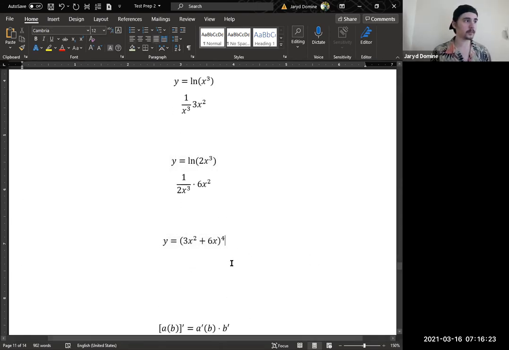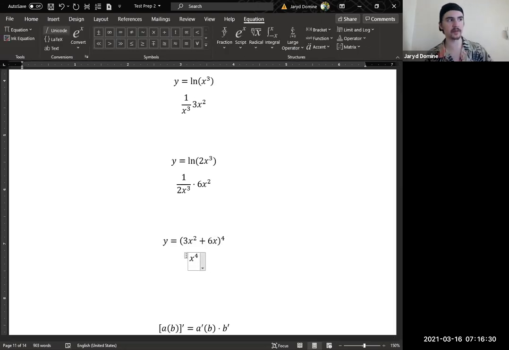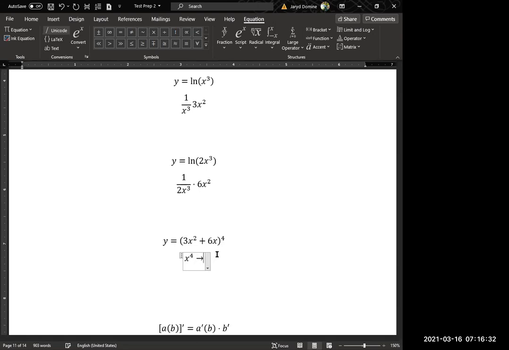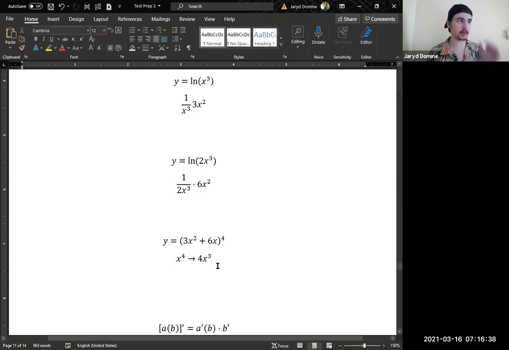So for this one, what do you do, for example, when you have x to the 4th? What's the derivative of x to the 4th? It's just 4x to the 3rd. Exactly. And so what you're going to see here is something very similar.